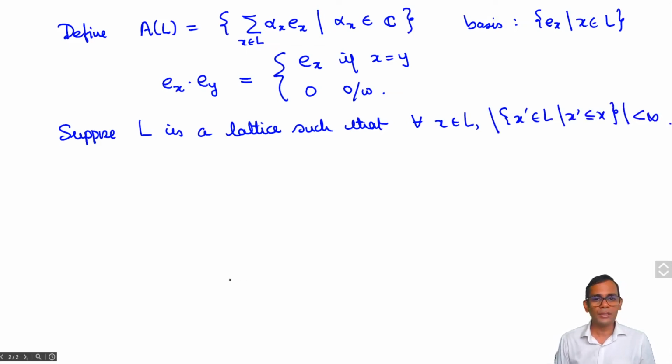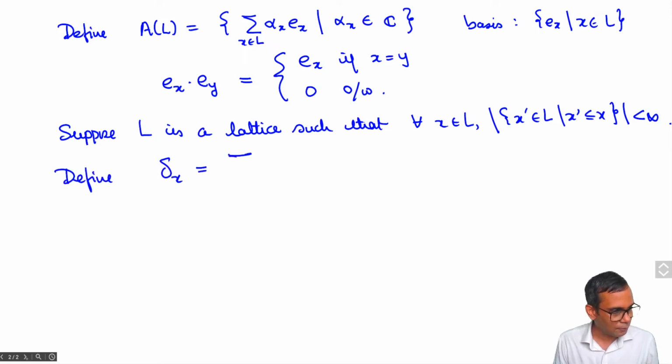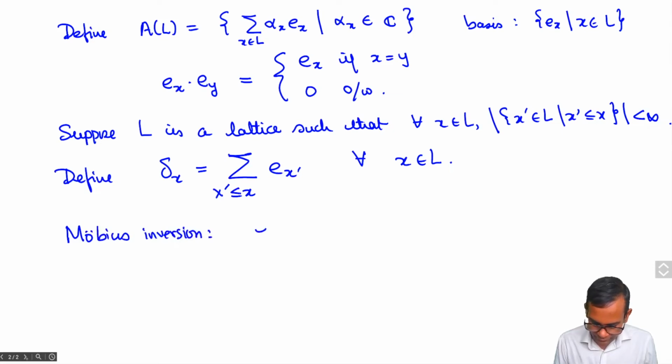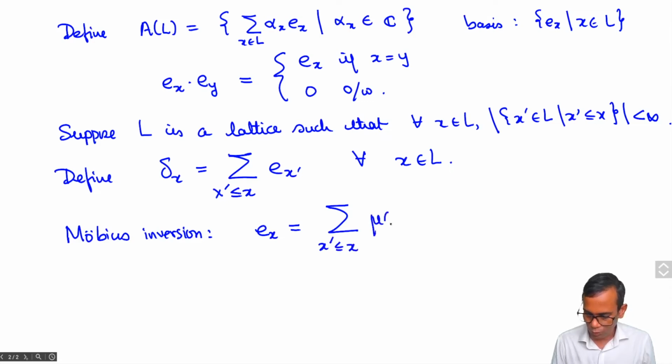Okay, I'll introduce now a new basis of this algebra A_L, which depends actually on the partial order. So define delta_x to be the sum over x' less than or equal to x of E_x', for every x in L. So by Mobius inversion, we can recover E_x from the delta_x's by just using Mobius inversion, the sum of mu(x', x) delta_x'.